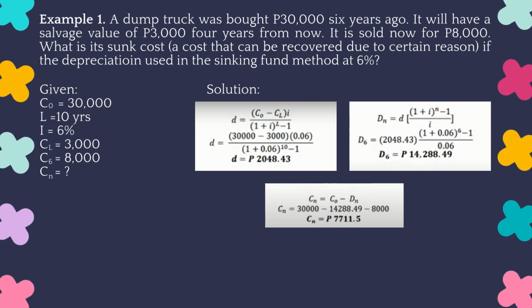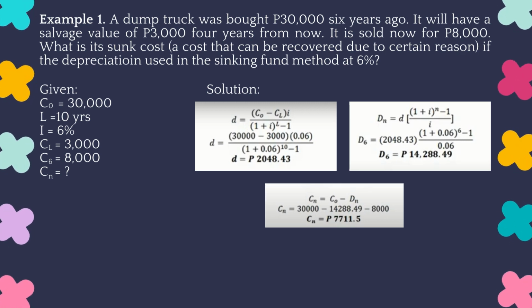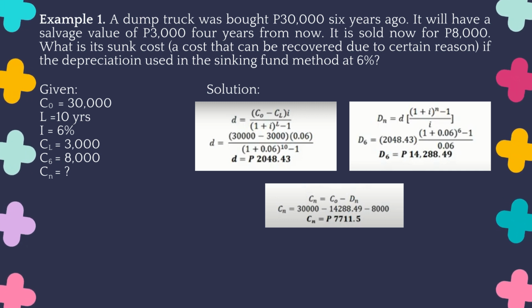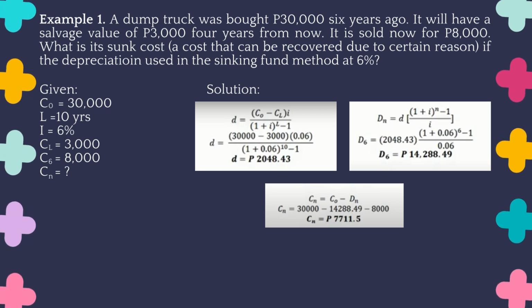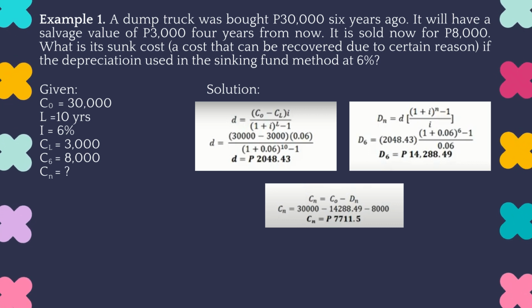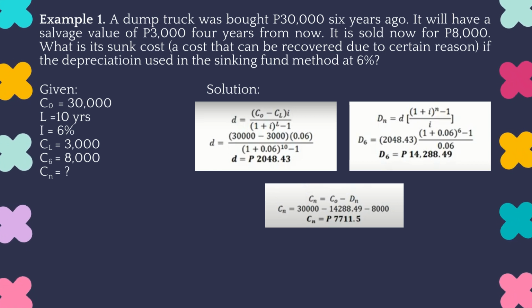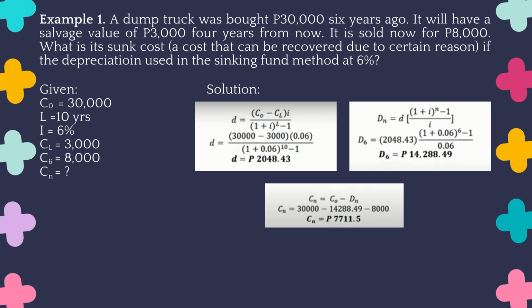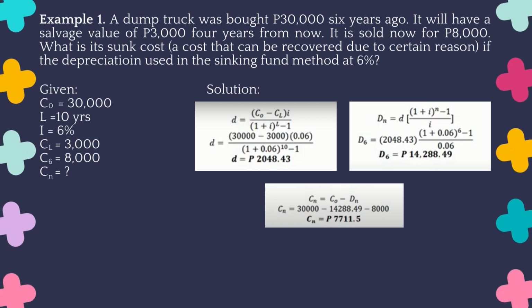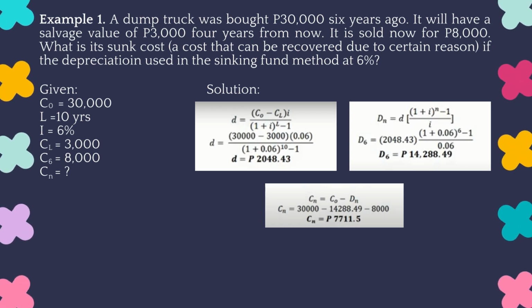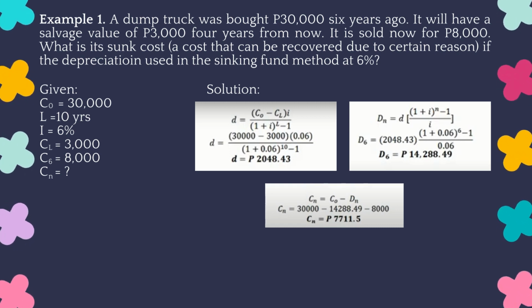And the last step is to use the formula C sub N is equal to C sub O minus D sub N. So just plug in 30,000 minus 14,288 pesos 0.49, but we also have to include the C sub 6 here, which is the 8,000. So we're going to minus the value, and the result will be 7,711.5. So that's it for example number 1.